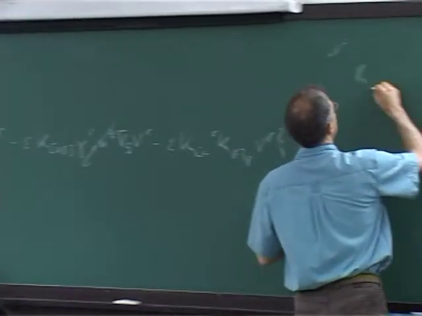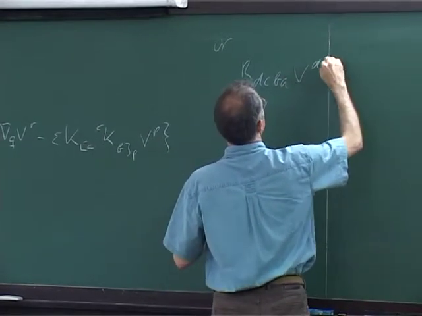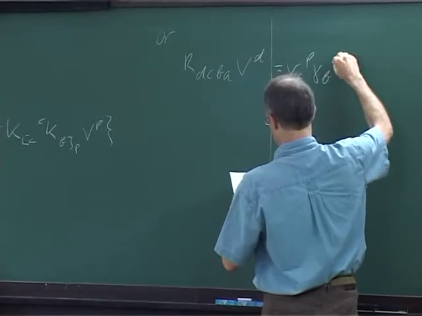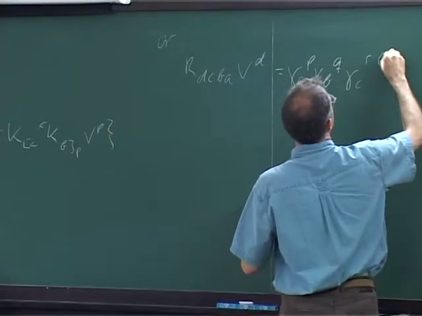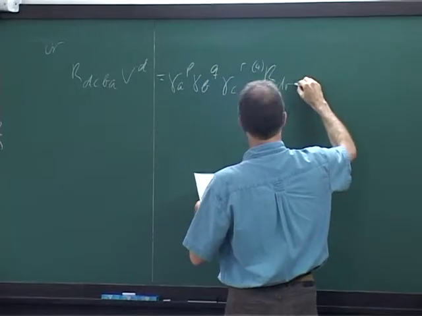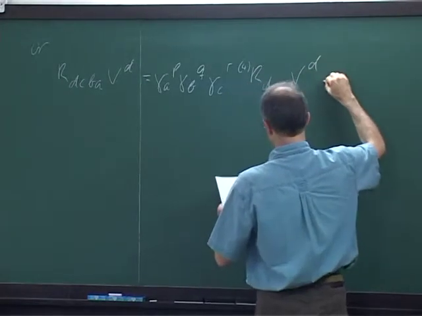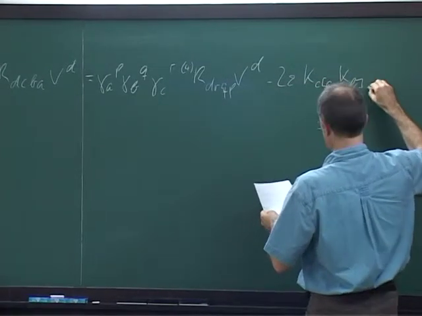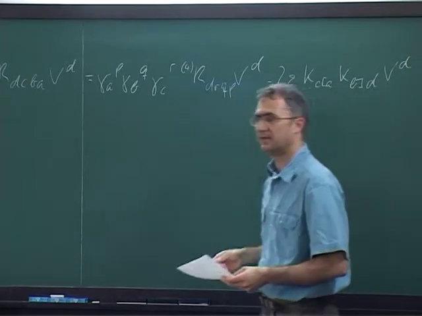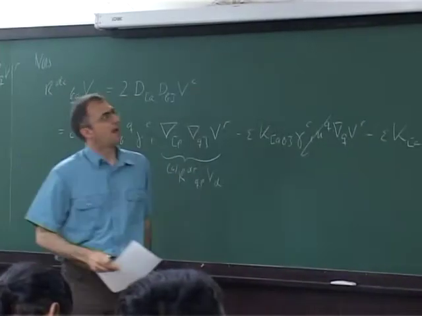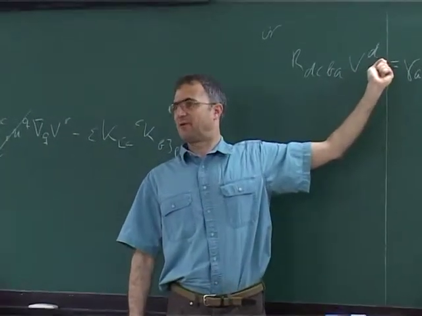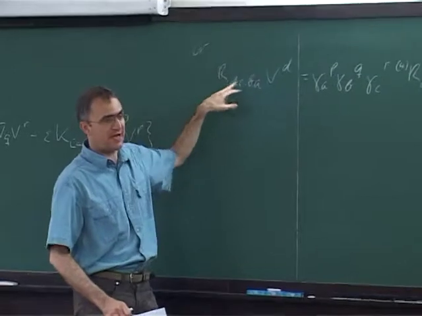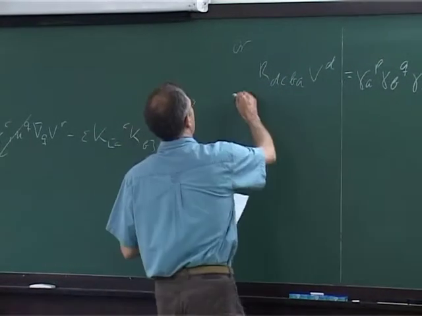So I have R, D, C, B, A, V, D equals gamma A P, gamma B Q, gamma C R, times 4 R, D R Q P times V D minus 2, and there's our epsilon K C A K B D V D, right? And now I also realized I did not tell you which particular spatial vector I'm doing this for. This is actually true for any spatial vector. So I can actually say this is true for any spatial index D, so therefore I get the form.